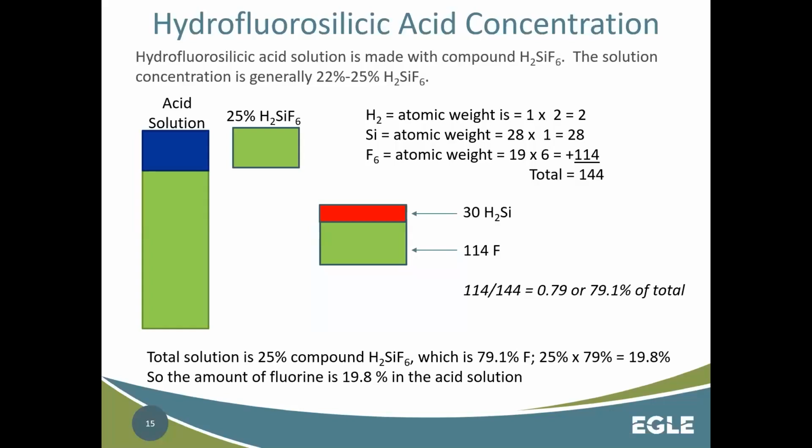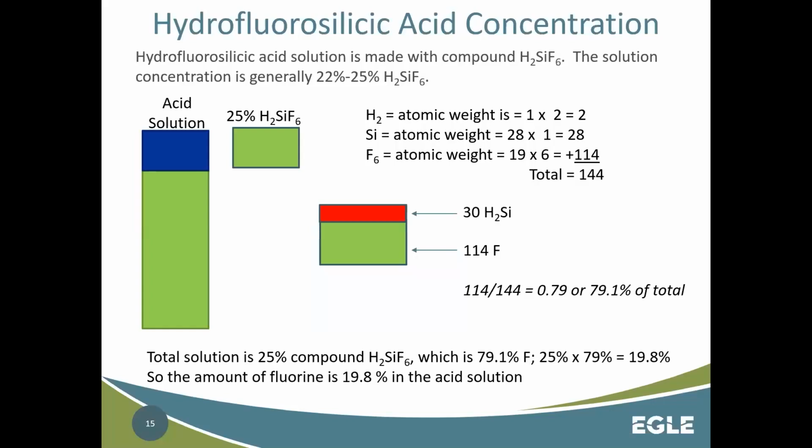we get an atomic weight of hydrogen of 2, silicon atomic weight of 28. We have one of those. And then we have 6 fluorine ions. So we multiply the atomic weight by 6 to get 114. And if you add their atomic weights up, you get a total of 144. And of that 144, you can see the calculation down below. 114 divided by 144 is 79.1% of that compound is pure fluorine ion.